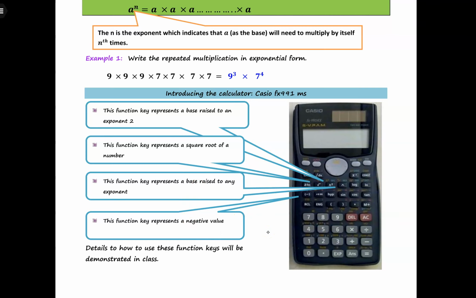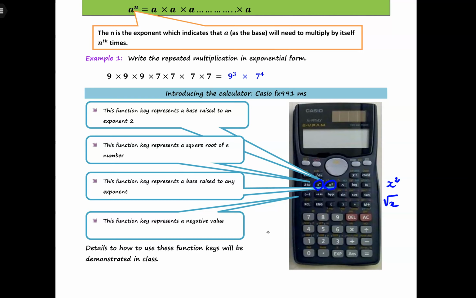First of all, the first one I would like everyone to find is the base raised to an exponent of 2, which is the x squared. Every calculator should have the x squared. This shows that you are going to raise something to the exponent 2. Beside that, you should have a square root. The square root is the opposite operation of the square.